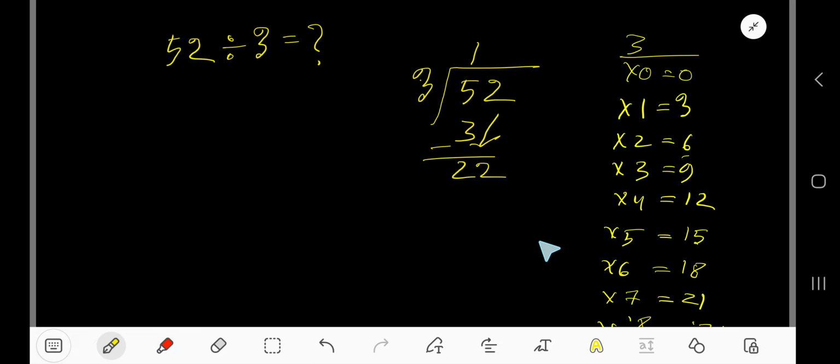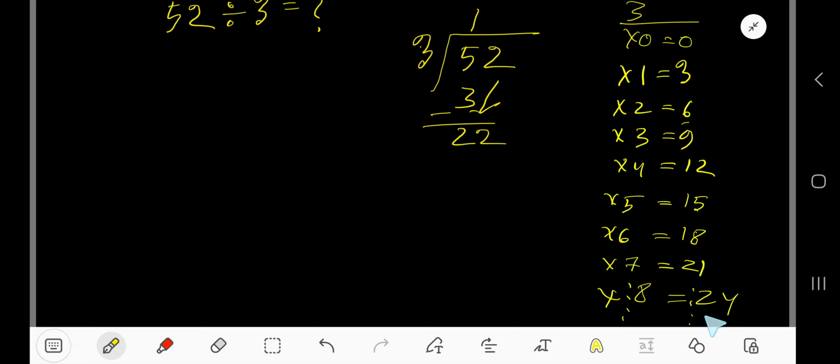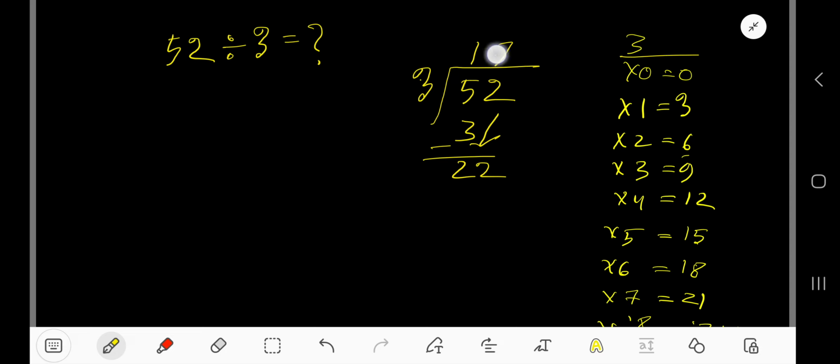3 goes into 22 how many times? Look, 8 times is 24, which is greater, so 7 times. 7 times 3 is 21. Subtract, you are getting 1. This is the remainder, and this is less than our divisor 3. So our answer is 17 remainder 1.